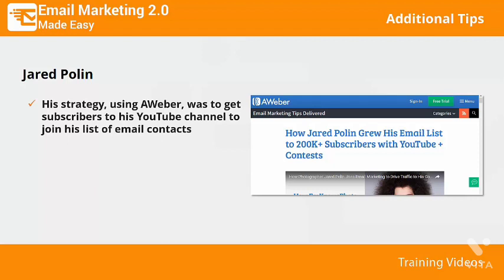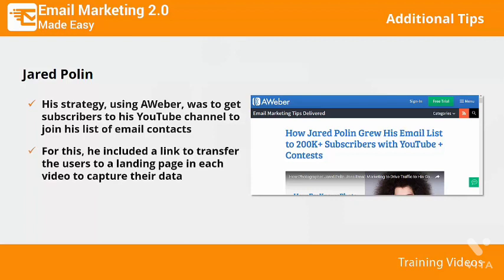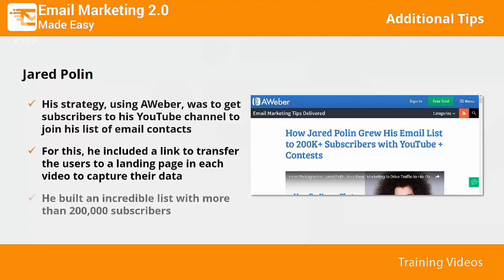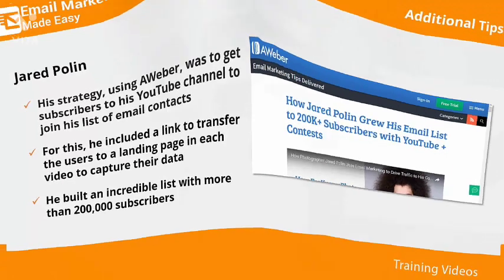His strategy using Aweber was to get subscribers to his YouTube channel to join his list of email contacts. For this, he included a link to transfer the users to a landing page in each video to capture their data. He built an incredible list with more than 200,000 subscribers.